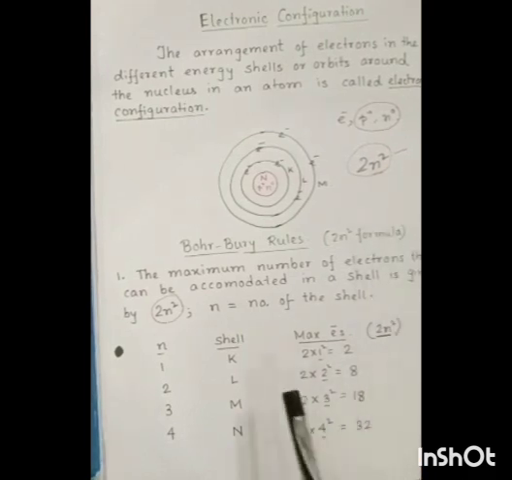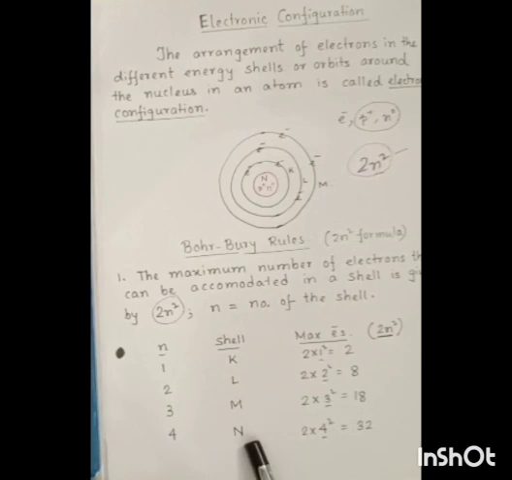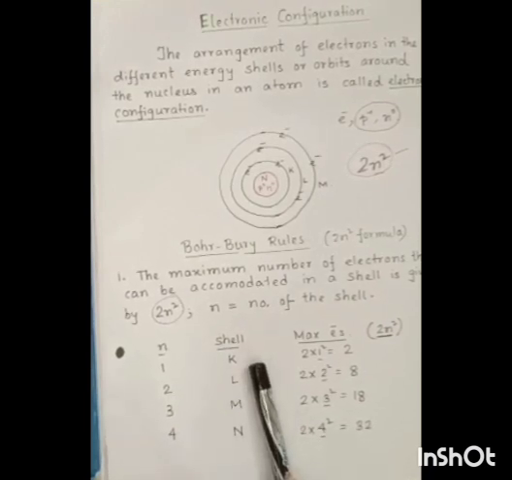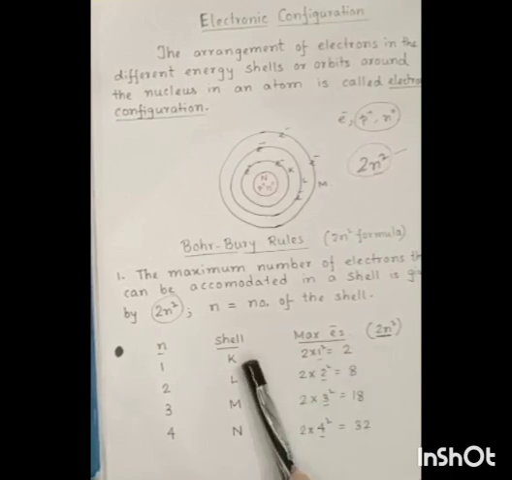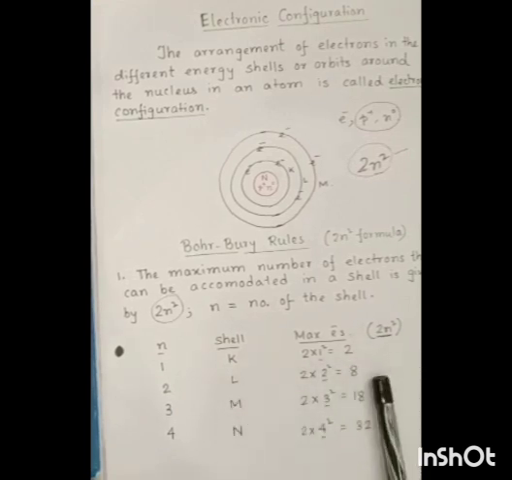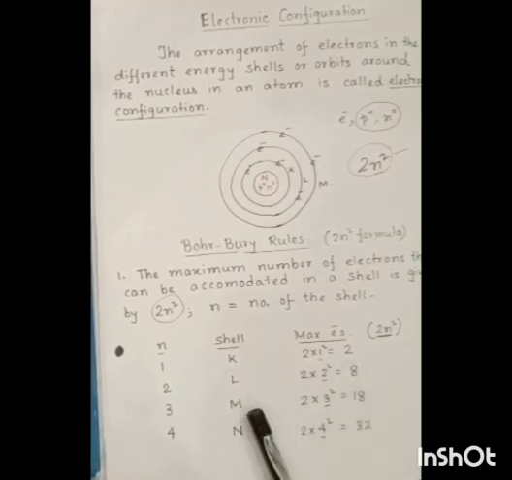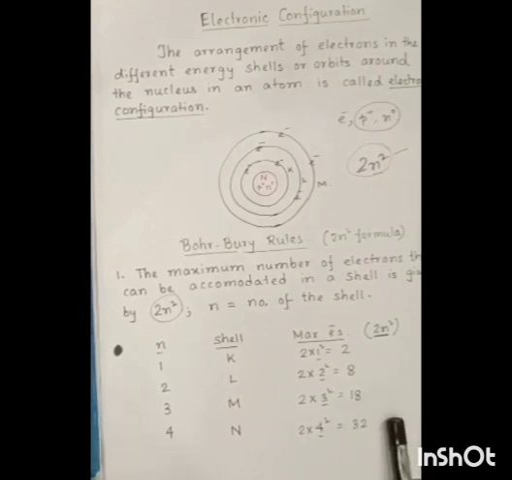So from this formula we are getting the capacity of holding electrons by these shells. That means the maximum capacity of K shell is 2, which means less than 2 electrons can be accommodated in K shell but not more than 2. L shell can also accommodate less than 8 electrons but not more than 8. Similarly, M and N can also accommodate less than 18 and 32 electrons respectively but not more than these.